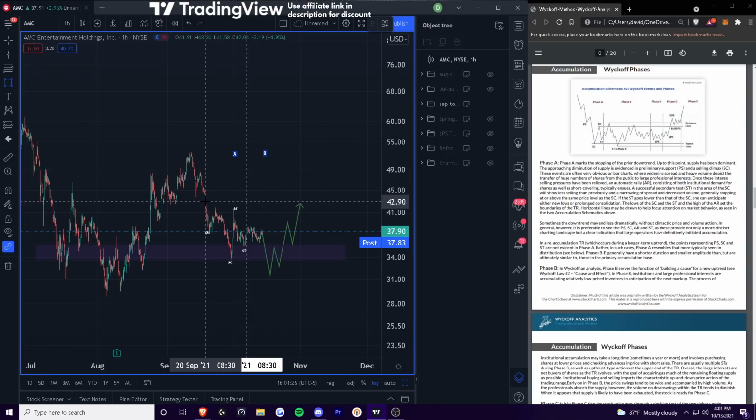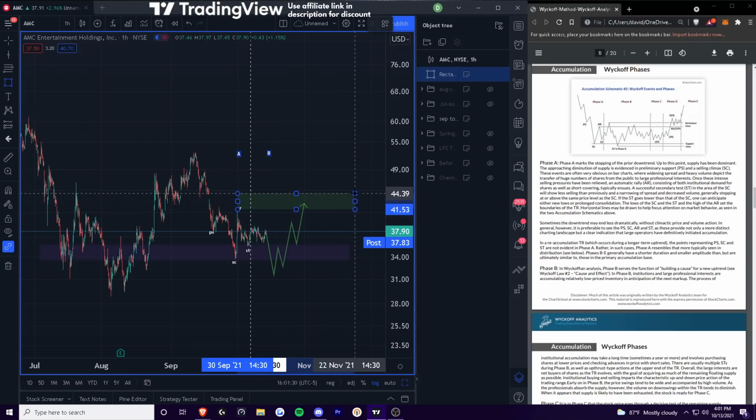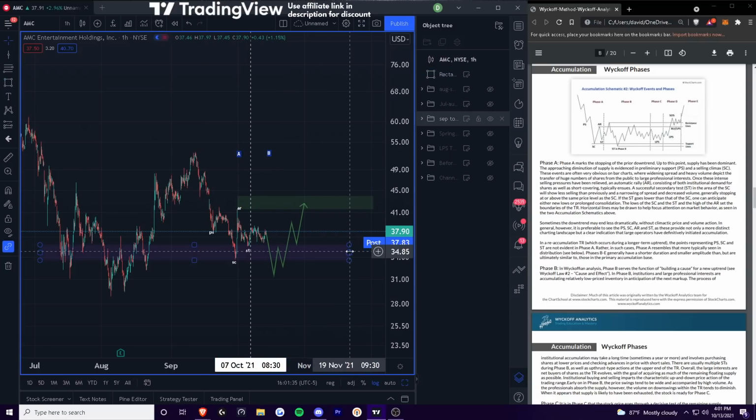So what I would assume, based on if this is an accumulation schematic that's playing out here, is that this now becomes a trading range. And look, I'm not trying to make this video to freak anybody out or anything. This is strictly about, like, we just need to be prepared for anything, and I just think it's so important.